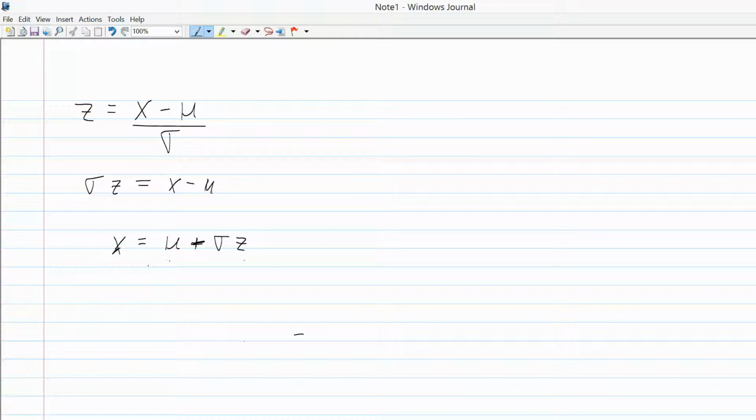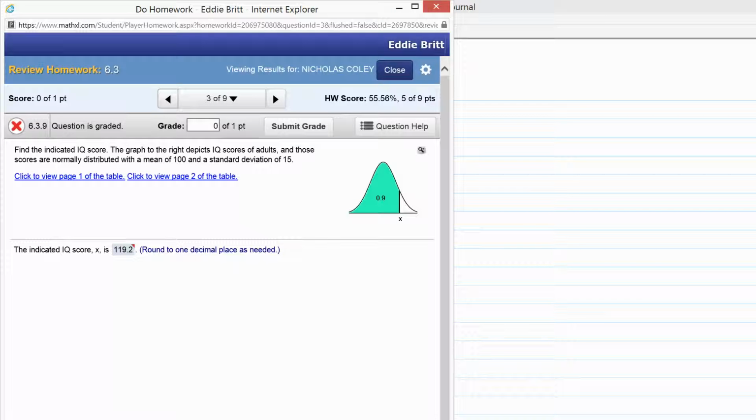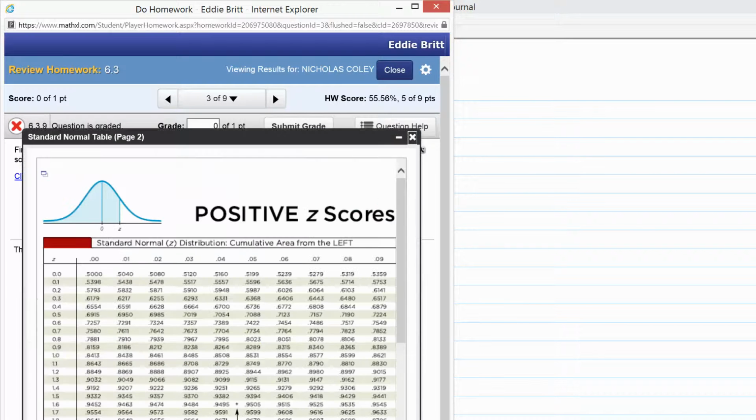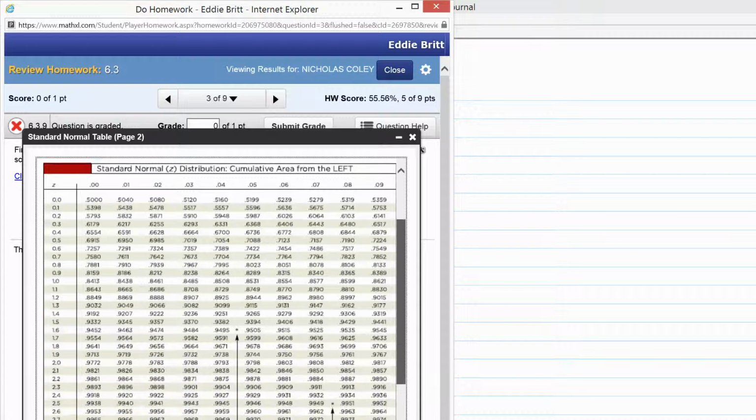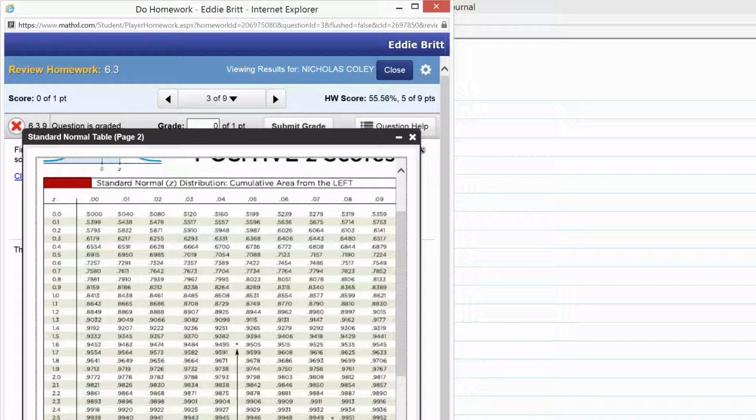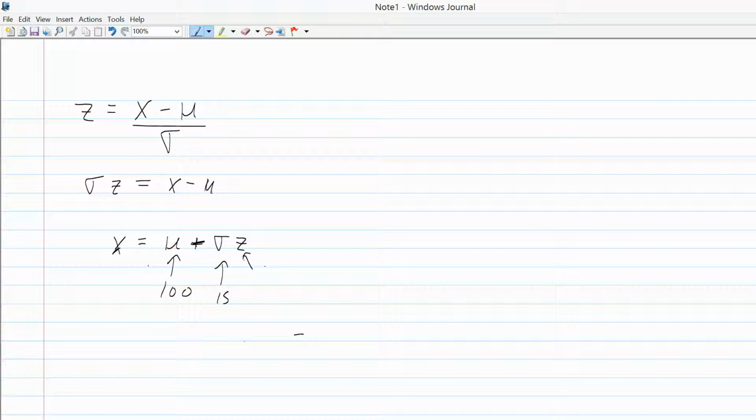The problem gave us a mean of 100 and a standard deviation of 15. We want to figure out the X value, so we have to plug the Z in that would correspond to a probability of 0.9. So go to your Z chart and see which Z value is closest to 0.90. The closest we can get to 0.90 is 0.8997. That's actually closer than 0.915. 1.28 is the Z that corresponds to that, so that's what we want to plug in.